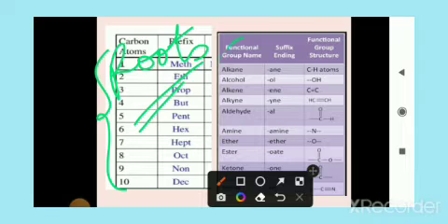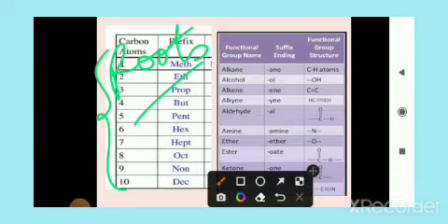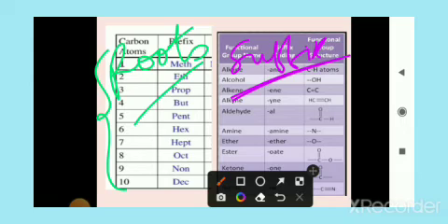Next comes the suffix. Here we come to the suffix portion. Now what does suffix mean? Suffix means something which will be written at the last.